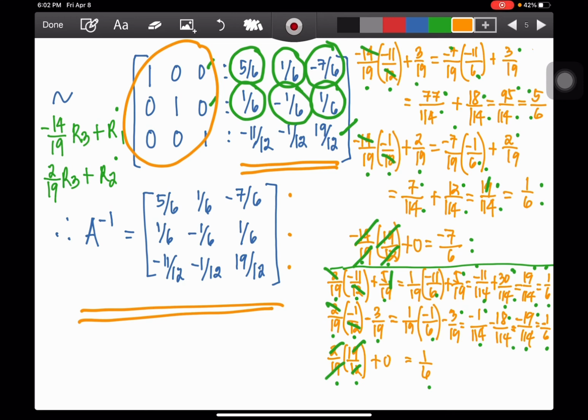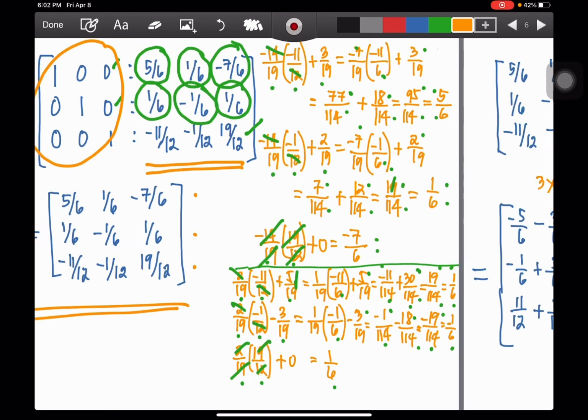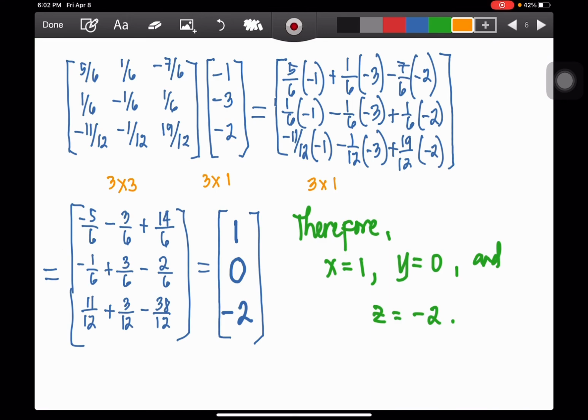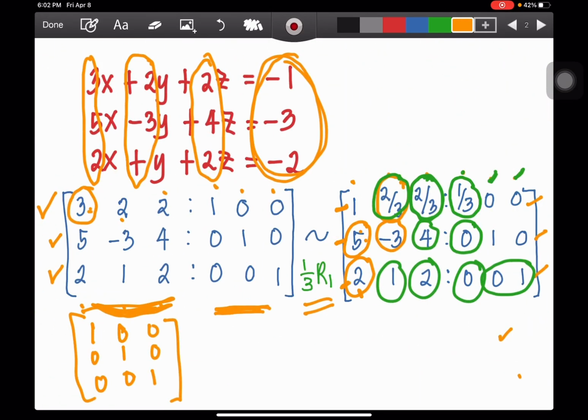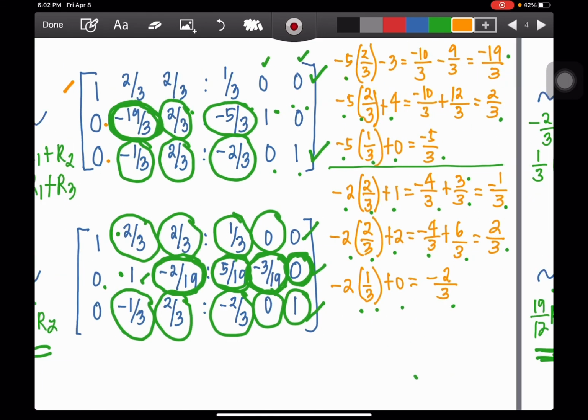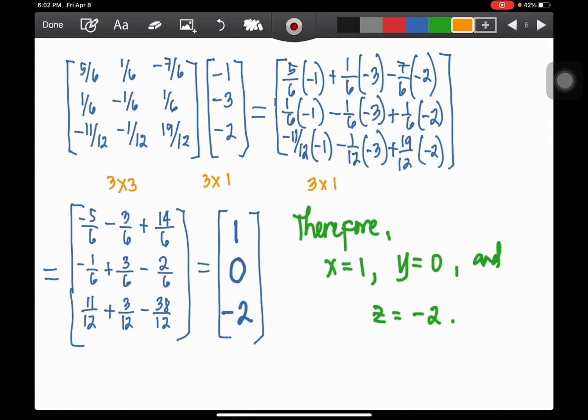Now, after that, because that is not yet the final answer, because we are looking for the values of x, y, and z respectively, then we are going to multiply that inverse by the matrix obtained from here. At the start, I told you that we are going to use this later. Okay, so we are going to multiply.